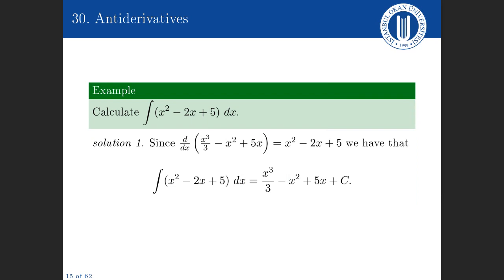For example, calculate the integral of x squared minus 2x plus 5. And I'm going to solve this problem in 2 different ways. Let's suppose we can immediately see an antiderivative of x squared minus 2x plus 5. Let's say straight away we can see that the derivative of x cubed over 3 minus x squared plus 5x is our integrand. Then immediately we can write down that the answer is this function, x cubed over 3 minus x squared plus 5x, and then at the end plus c to get the general antiderivative.